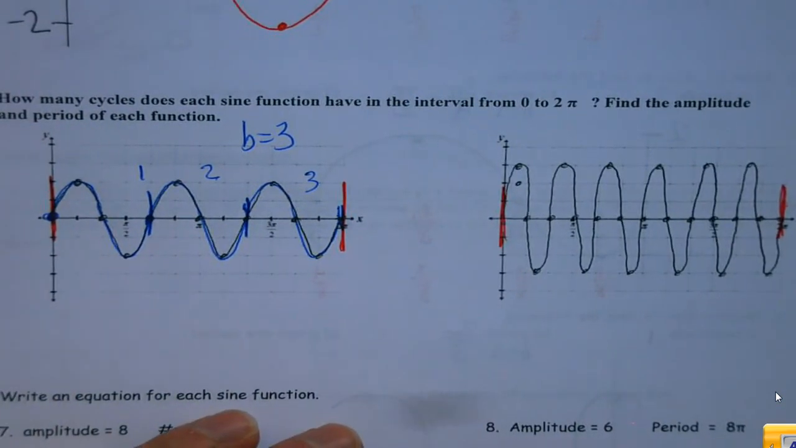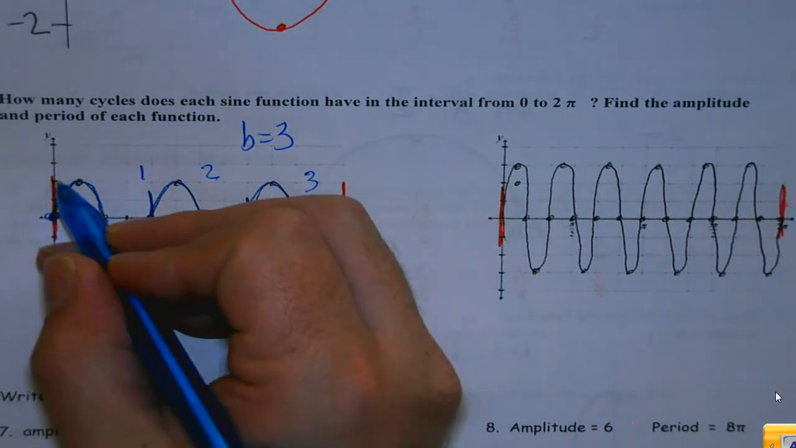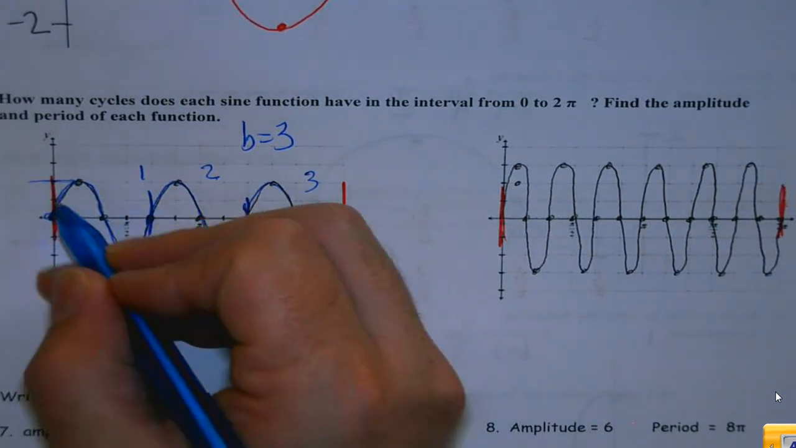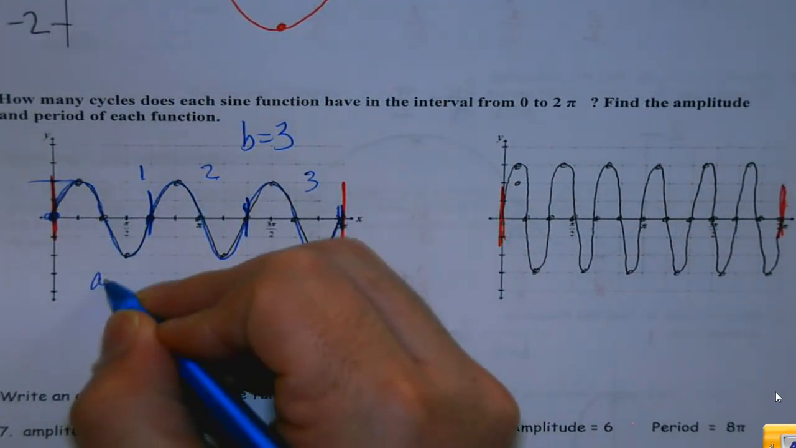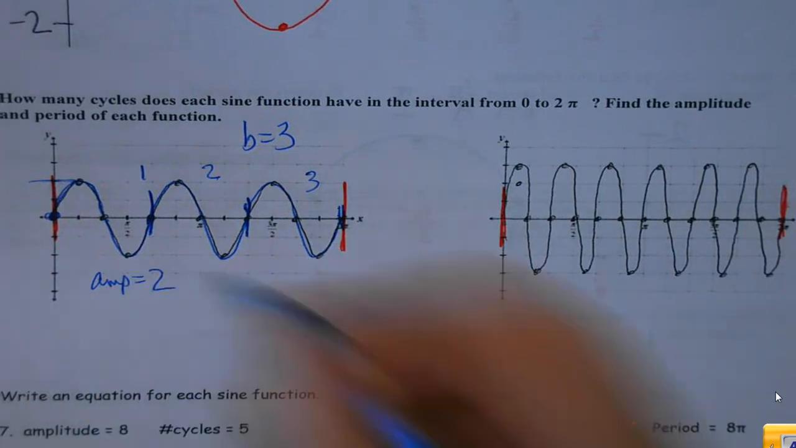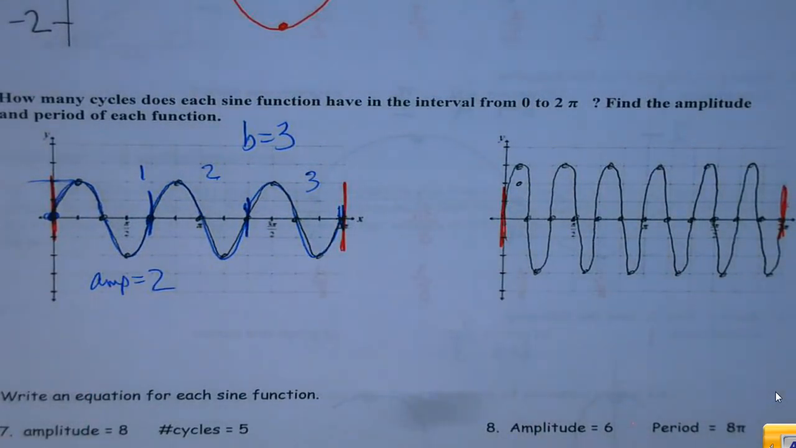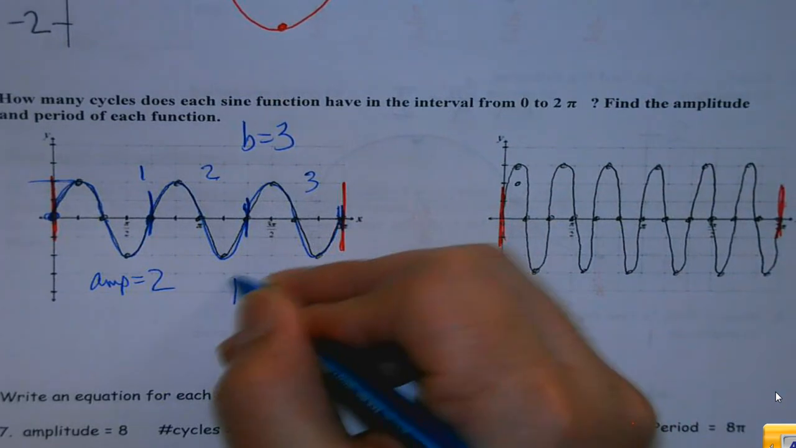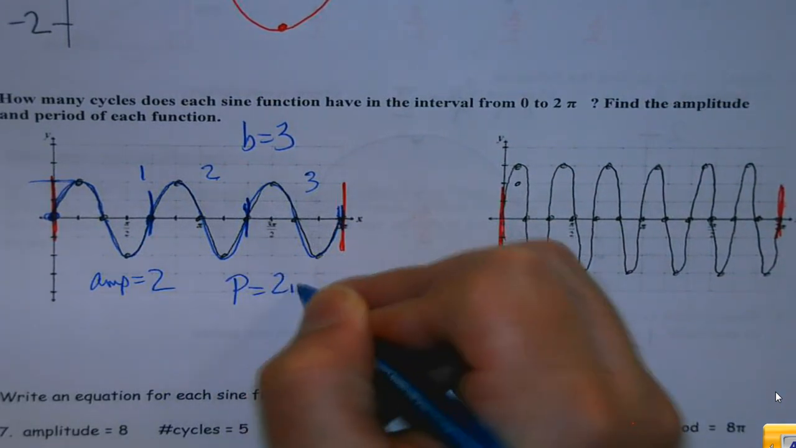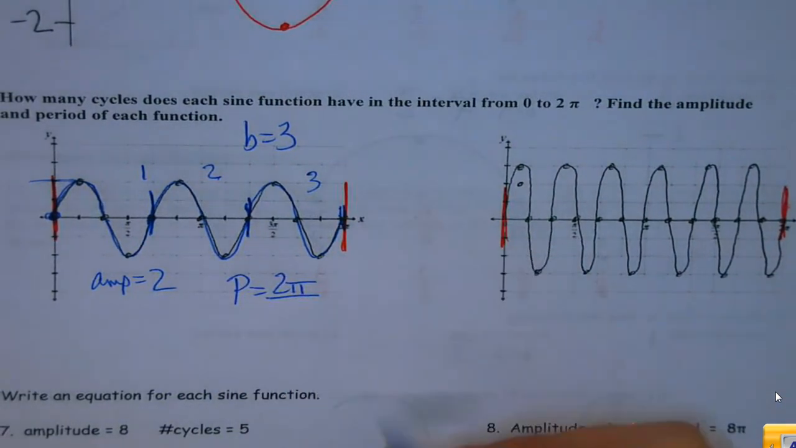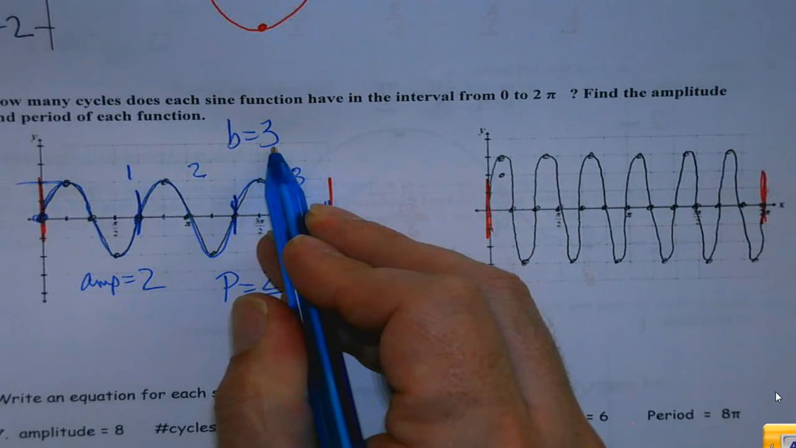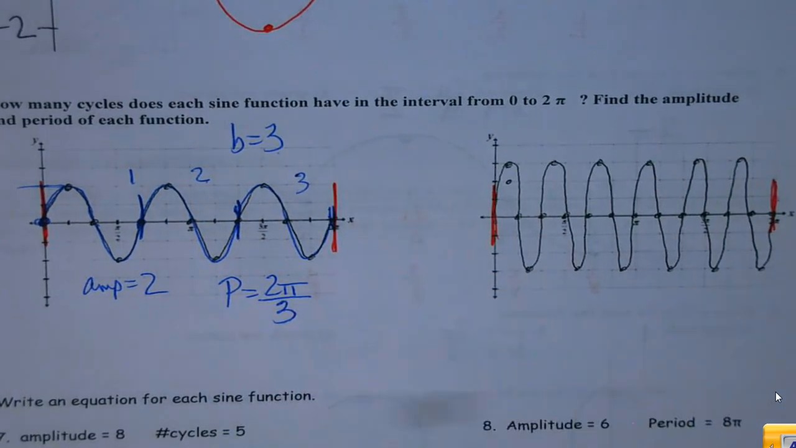Find the amplitude. Just go look to see where your maximum value's at. So it looks like that's at 2. And then your period. Just like the same stuff we were doing on the graphing, it's always 2 pi divided by however many cycles there were, whatever my B is. If I could simplify it, I would, but in this case I can't, so that's all I can do.